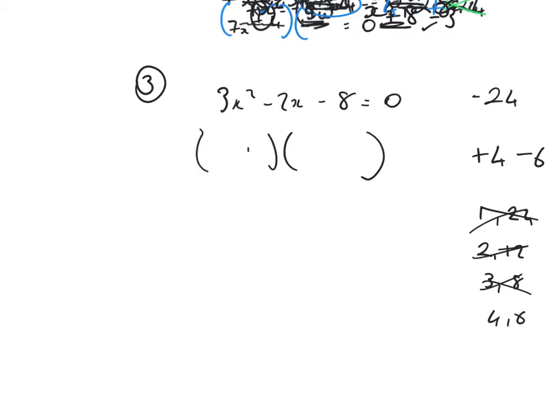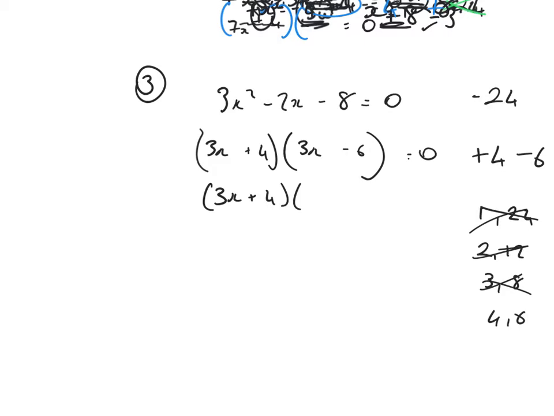Okay, so bracket plus 4 and bracket minus 6. Drop the 3x in here and the 3x in there. Okay, first bracket, look for the highest common factor. I'm not going to go any further with that one because I can't.